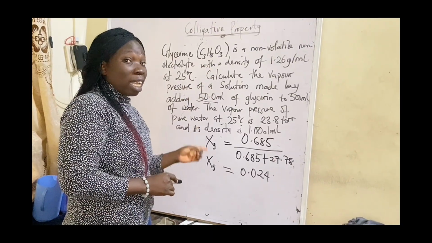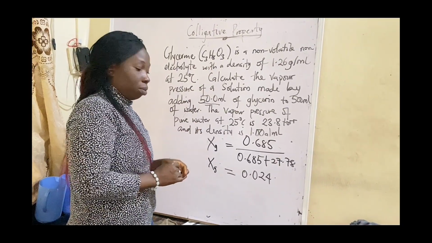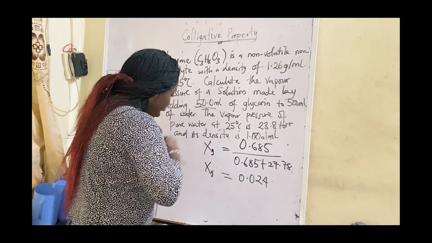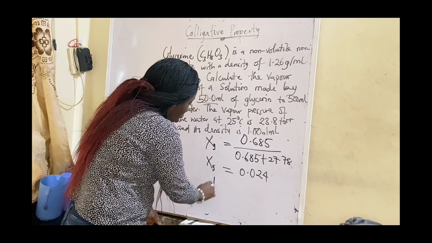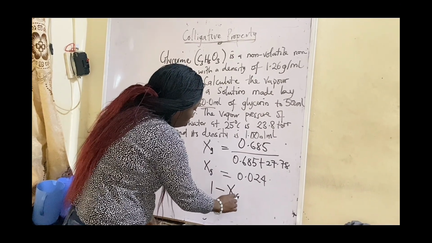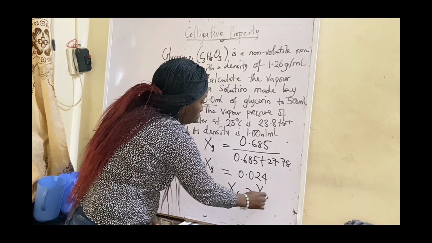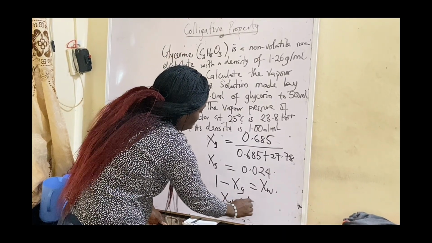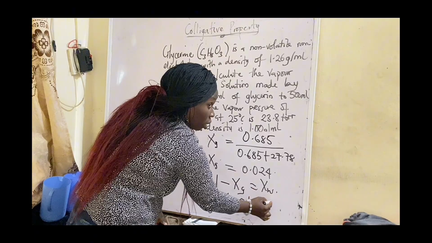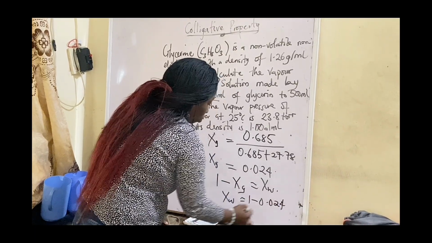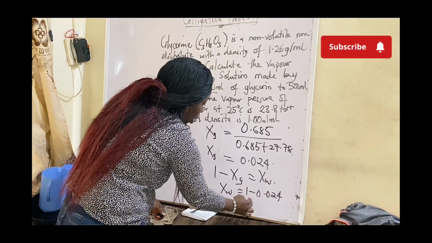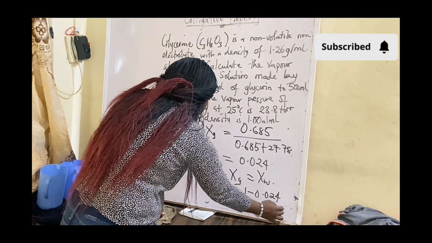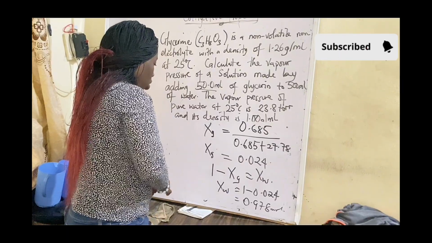Now that we have gotten the mole fraction of glycerin, don't forget we are talking about water. It means we have to get the mole fraction of water. So either you repeat it in the same way, or you simply say 1 minus mole fraction of glycerin is equal to mole fraction of water. So mole fraction of water is equal to 1 minus 0.024, and that will give us 0.978.